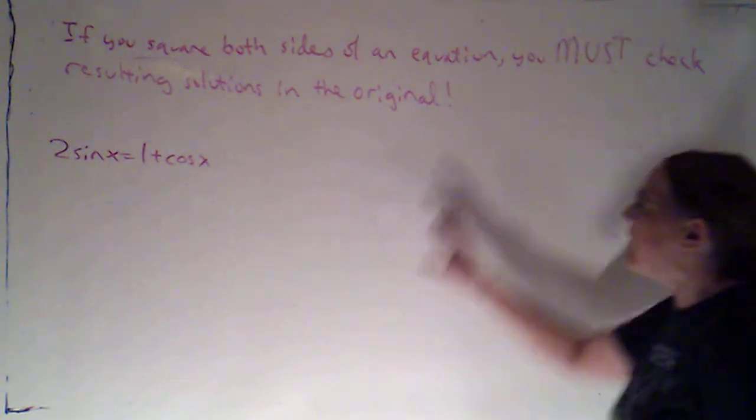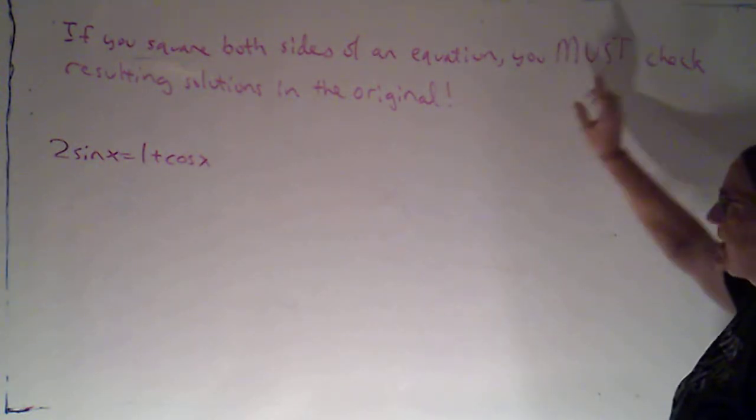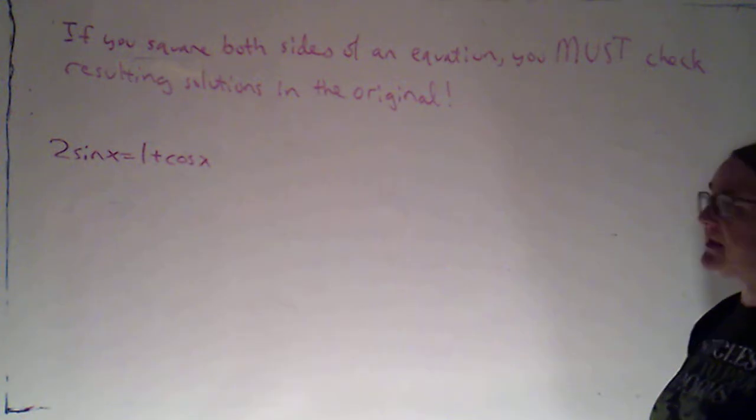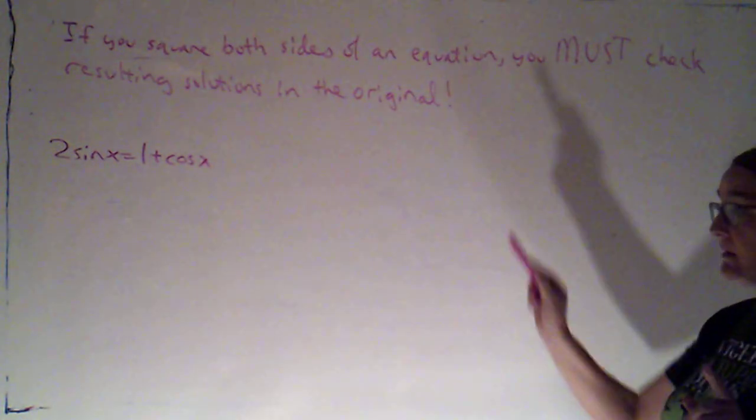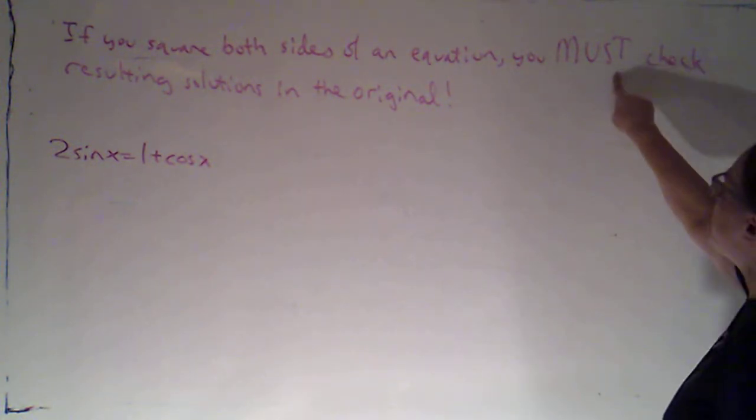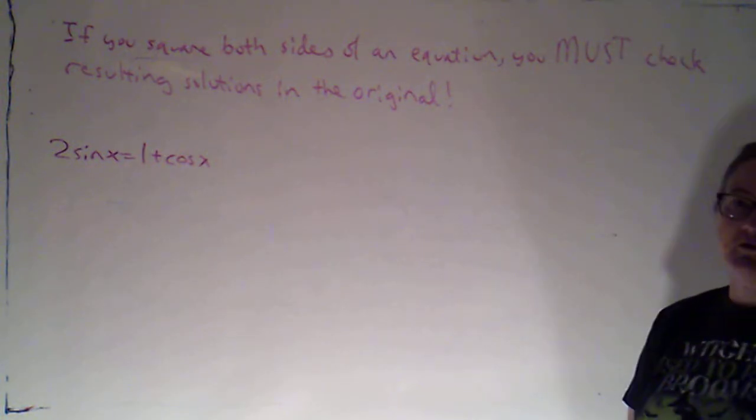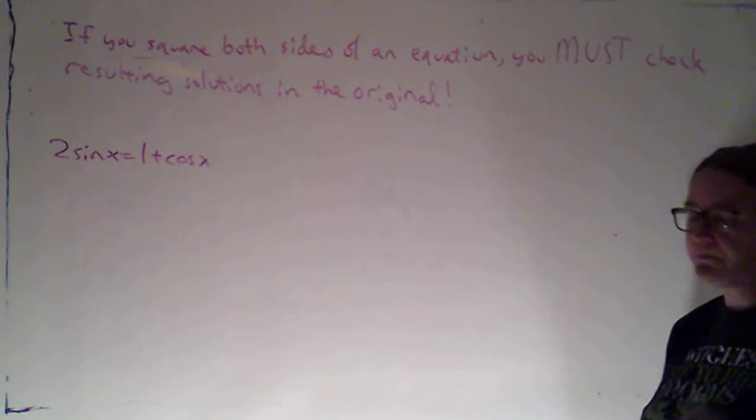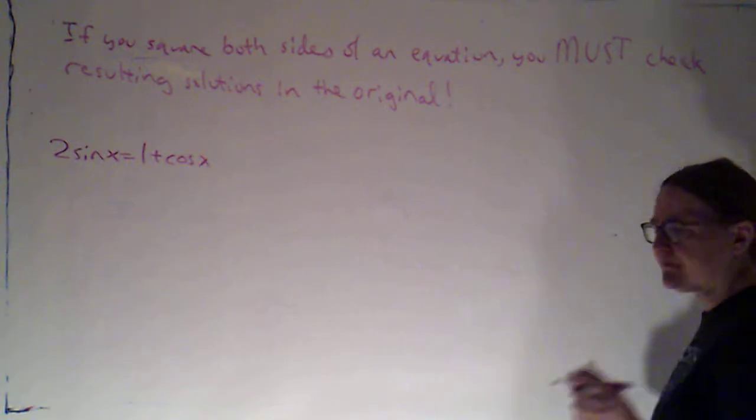Okay. Now, I put this note on the board. It says, if you square both sides of an equation, I anticipated that we would be doing that, you must check the resulting solutions in the original equation. Let me just show you why.